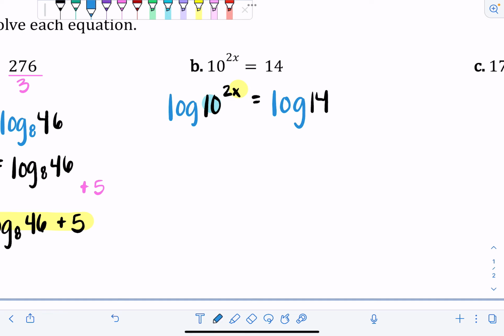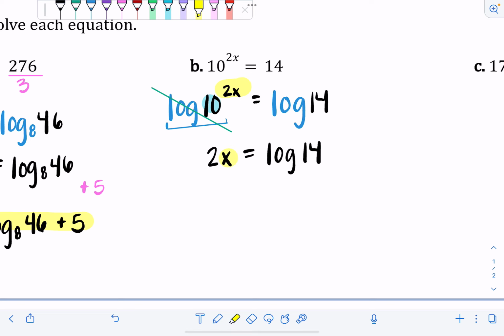And then the log with the base of 10 and the exponential with the base of 10 cancel each other out. And it would leave us with just the exponent part of the exponential, so 2x. So this would be 2x, and then equals log of 14. Technically, you could solve this one with any calculator, a phone one even, because it's just a common log, but just for the sake of consistency, I'm just going to leave it in that form.